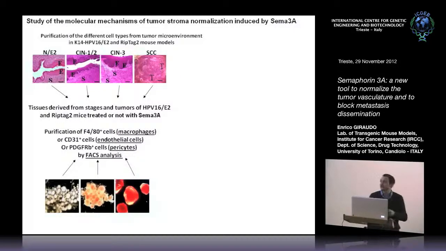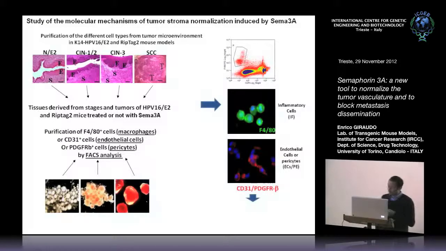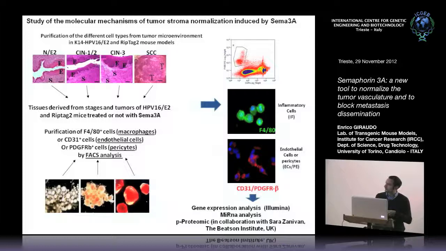And now what we are planning to do is a wider screening. Federica set up a way to FACS sort the cell populations of the tumor microenvironment of the mouse model that we have. Basically, we are able to purify endothelial cells, pericytes, and inflammatory cells in vivo from tumors. Our idea is to purify these cells from tumors, control or treated by SEMA3A, and perform a deeper gene expression analysis with the Illumina platform present in our institute, to analyze whether there is also a microRNA signature of differences in microRNA expression after the treatment with SEMA3A.